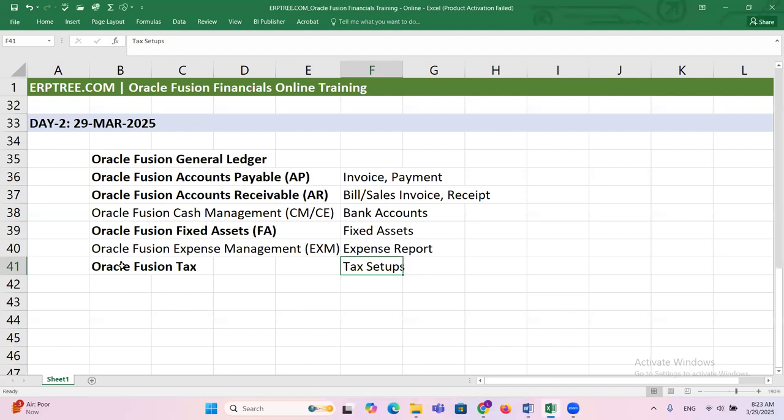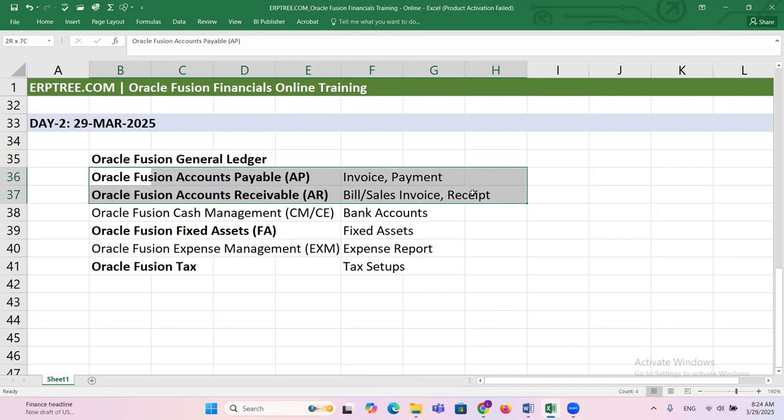Within this application, what we do is the tax setups. It's very simple. We go to setup. When you create an invoice in payables, how much tax is applicable? When you create the sales invoice in receivables, how much tax is applicable? This is how you can do the setups based on the country or based on the business scenarios. So within the Oracle Fusion tax application, we are not going to record the transactions. We record the transactions in the accounts payable application and accounts receivable application.